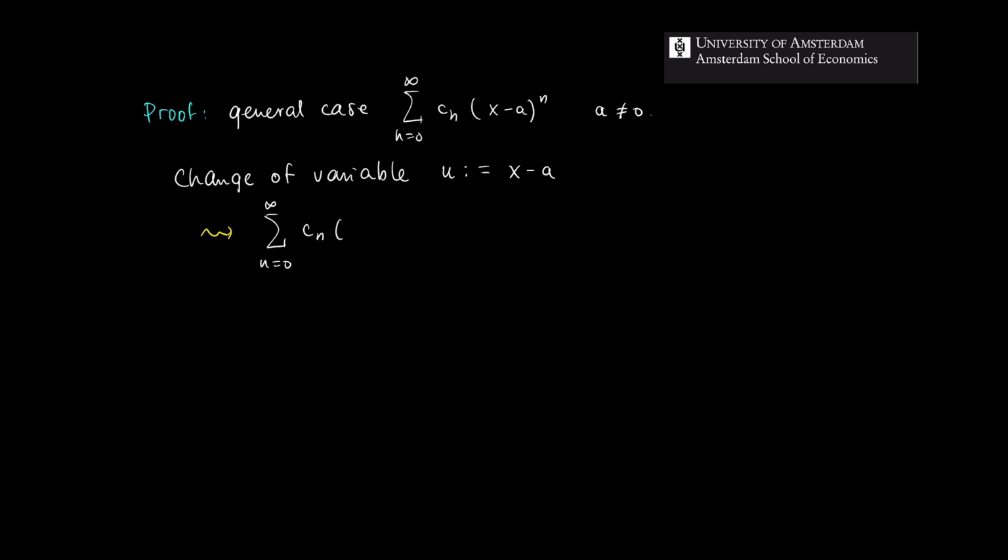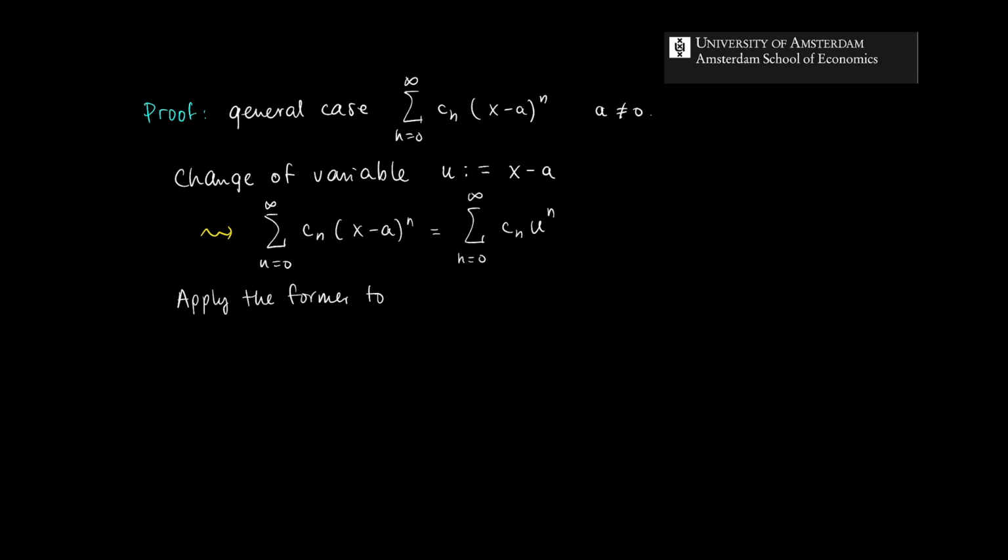Now we consider the general case where we have an a unequal to 0 and a power series centered around a. What we do is a very easy trick. We make a change of variables, right? We just write u equals x minus a. And then we can write the power series in x minus a as a power series in u. So now we're going to apply the former reasoning to the power series in u.